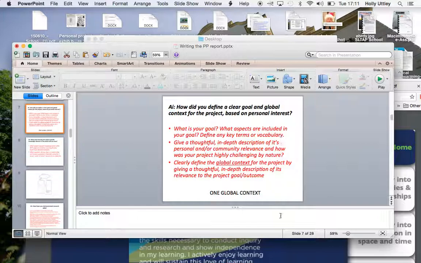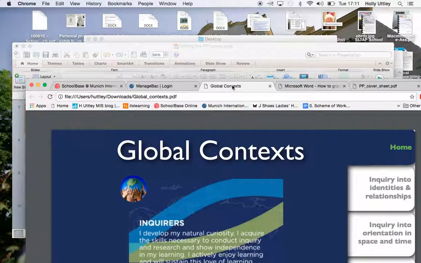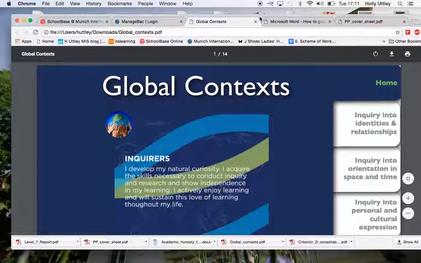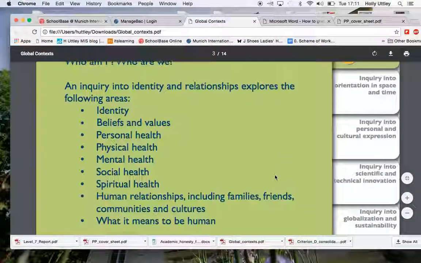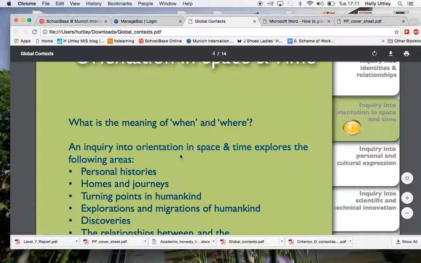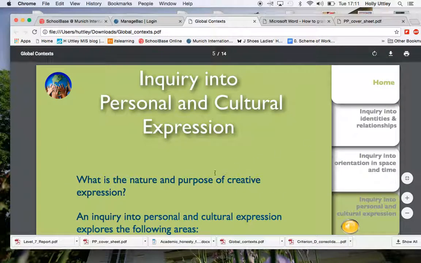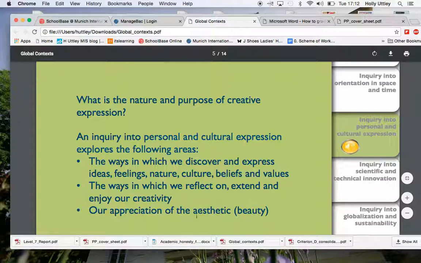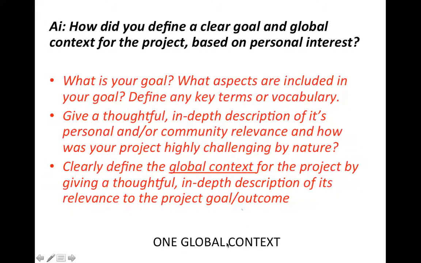To get further information on global context, if you go onto ManageBac, you will find under files there is a document under criteria A under global context about the different global contexts, and these help you to refine and understand and go back to this global context understanding and think about what it was that your inquiry was focused on. Why did you choose personal cultural expression? What did you want to look at within that, and how have you explored that, or how do you intend to explore that? Okay, going back then, please make sure as well that you only have one global context for your project.